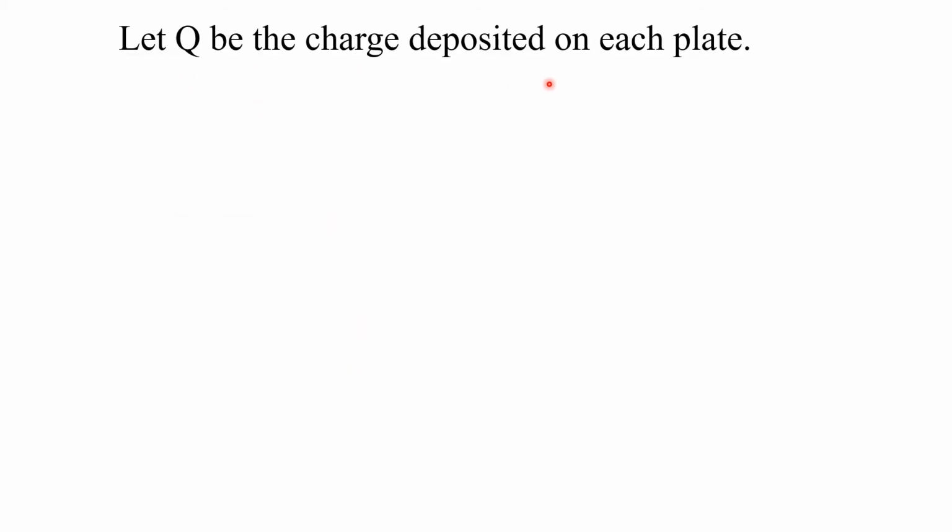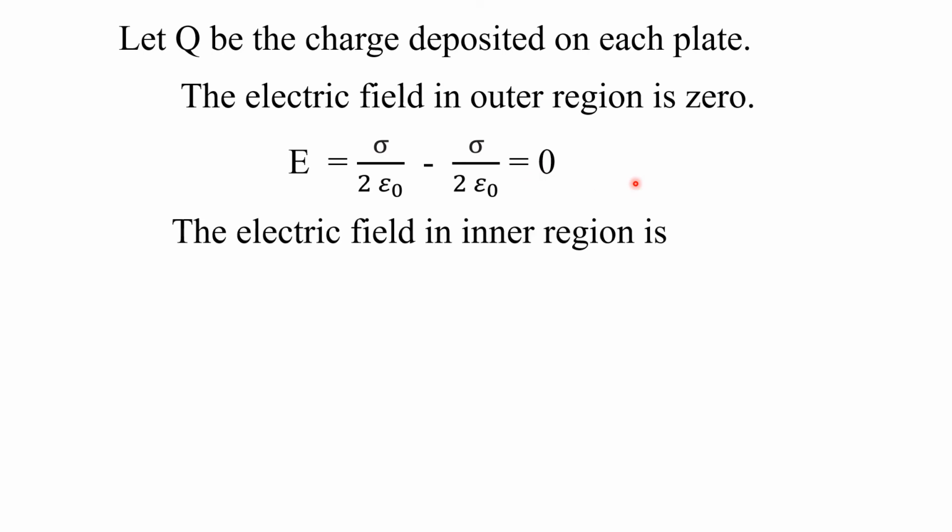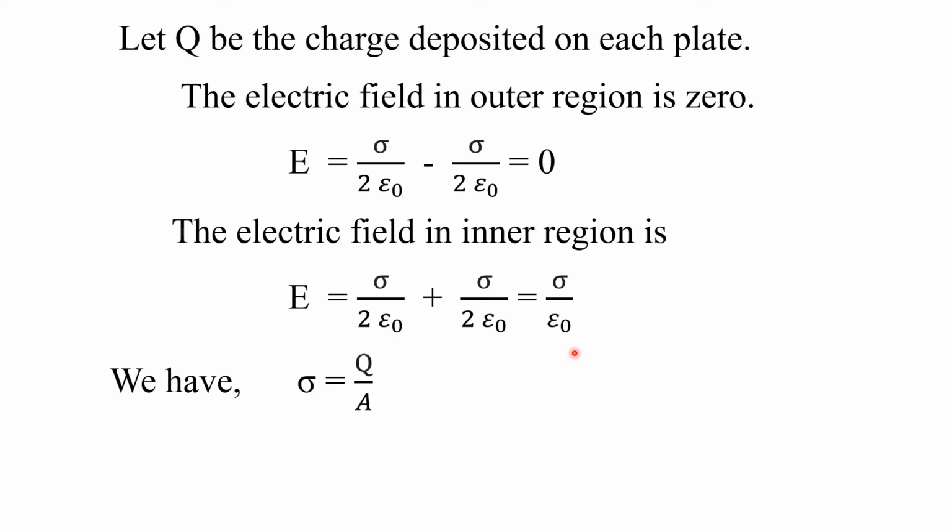Let Q be the charge deposited on each plate. The electric field in the outer region is 0. Therefore, E is equal to sigma upon 2 epsilon 0 minus sigma upon 2 epsilon 0 is equal to 0. The electric field in the inner region is given by E is equal to sigma upon 2 epsilon 0 plus sigma upon 2 epsilon 0 is equal to sigma upon epsilon 0. We have sigma, the surface charge density, which is equal to Q upon A. Q means the charge deposited on each plate. A is the area of each plate. On putting this in the equation, we get E is equal to Q upon epsilon 0 A, equation number 1.